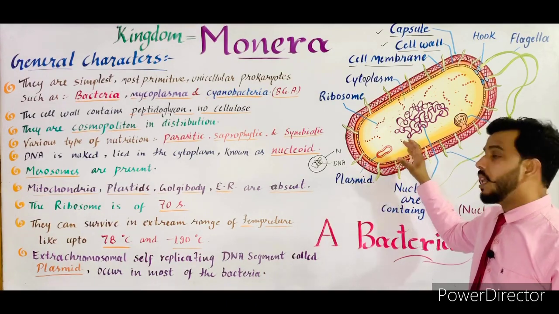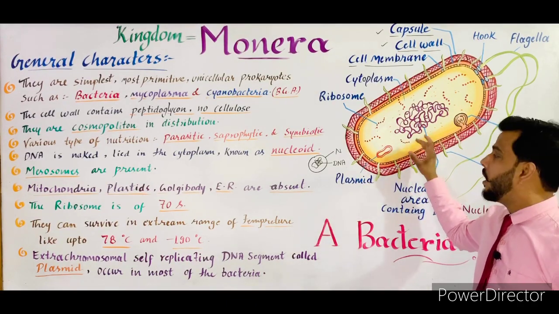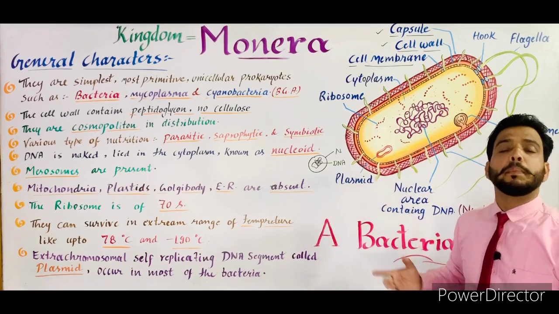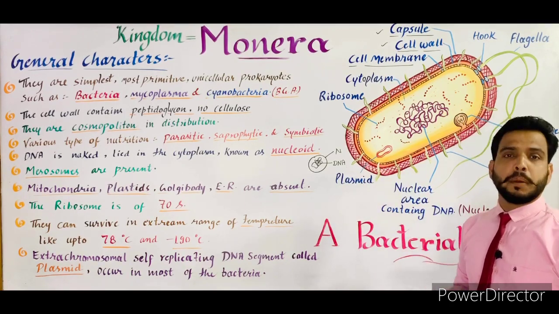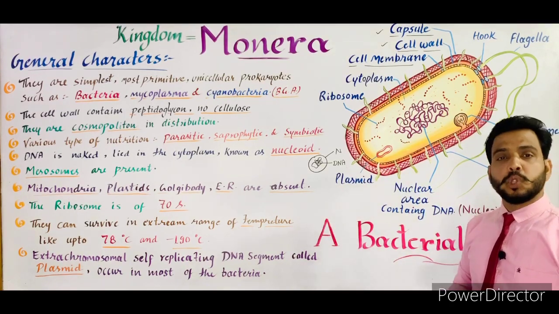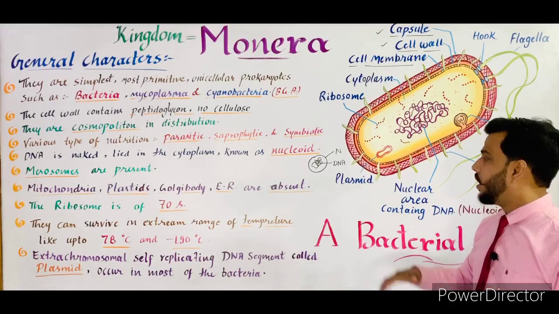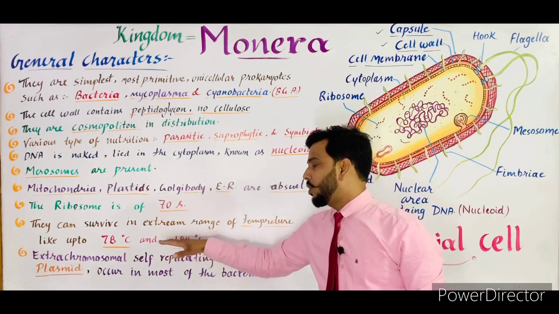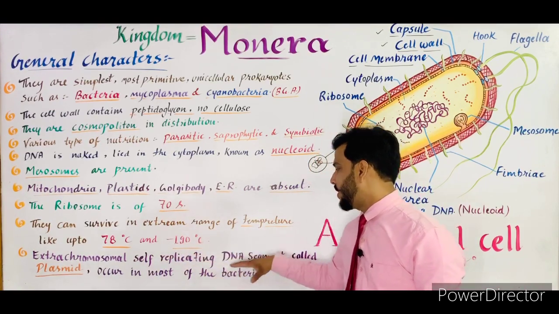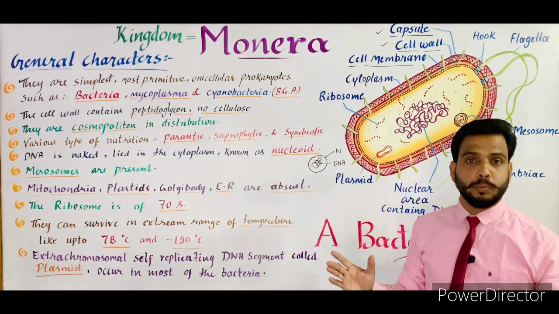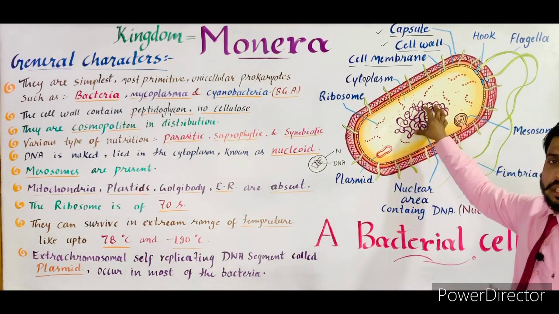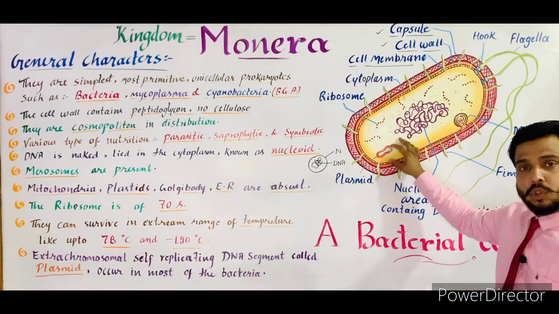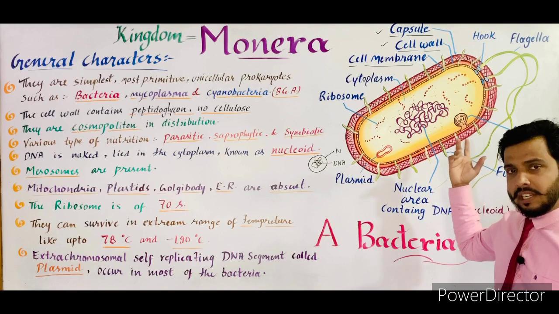They are self-replicating like the DNA, and these are the plasmids. It is not compulsory that plasmids are present in the bacterial cell, but most of the time plasmids are found in the bacterial cell. So now the point: extra chromosomal self-replicating DNA segment. This is the main chromosome, you can say, and it is the extra chromosomal genetic material of the bacterial cell.